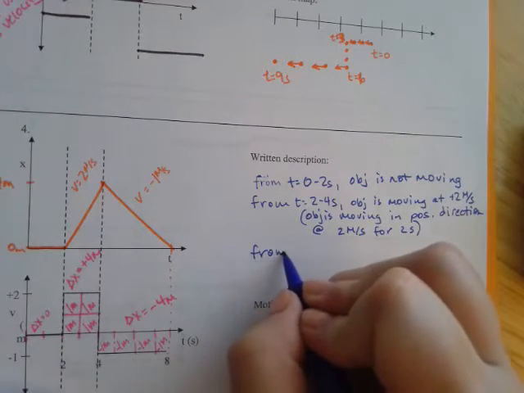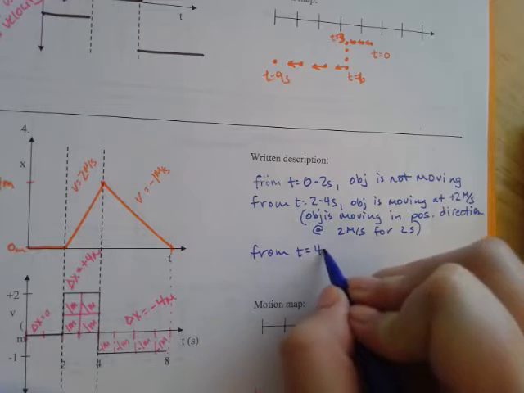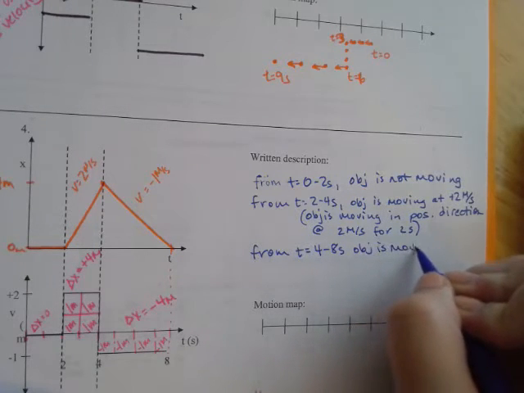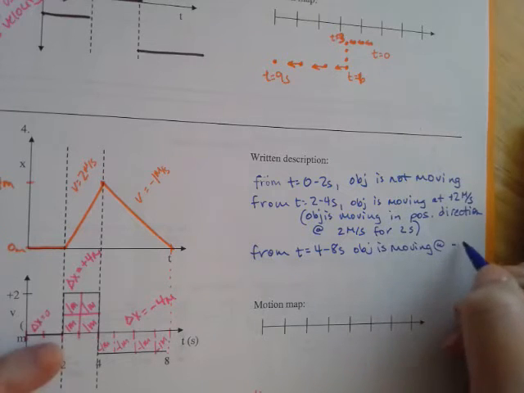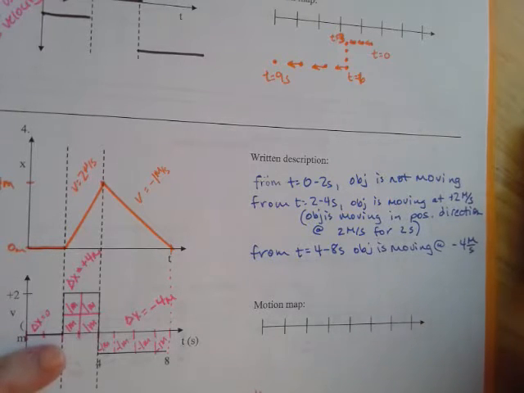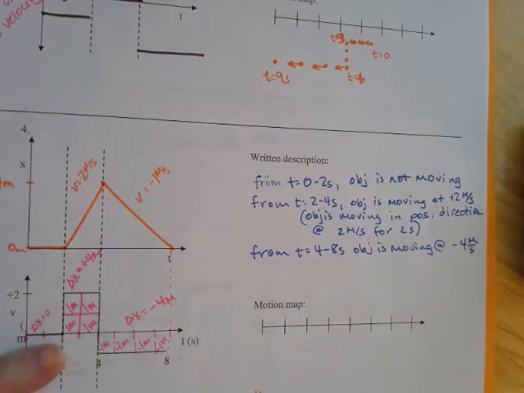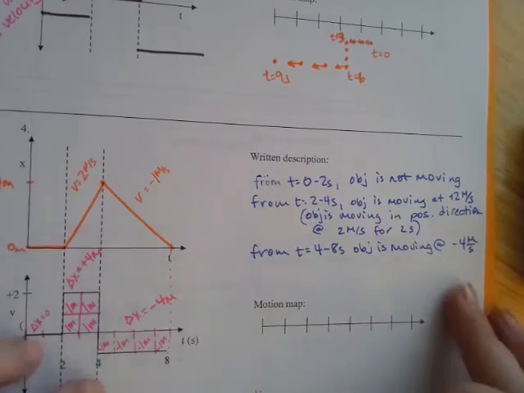The next, from when time is 4 seconds to 8 seconds, object is moving at minus 4 meters per second. So it's telling me that for 4 seconds, my object is moving in the negative direction at 4 meters per second. That's what that statement is saying. And then we can presume that our object stops. We at least know that we don't have any more data after that.